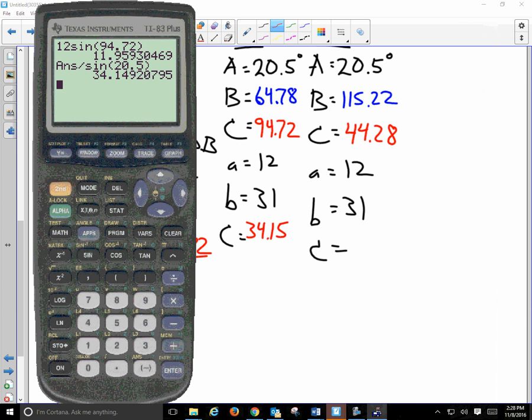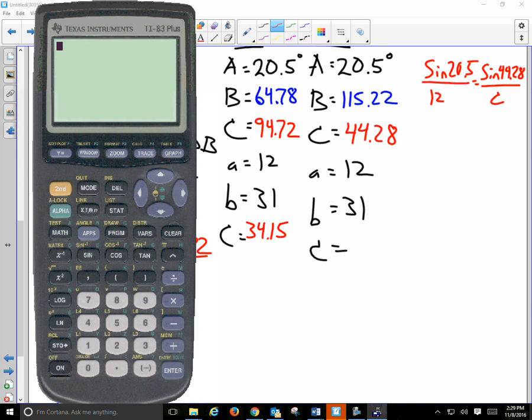Does it make sense that C is your longest side? Yes, why? Because the angle is the biggest. So let's do this one then. Sine of 20.5 over 12 is equal to the sine of what? Now I'm doing this triangle. 44.28 over C. Cross multiply. 12 sine 44.28 divided by sine of 20.5. And I get 23.92. And again, that works out because C is in the middle and this side is in the middle of A and B. Yes.